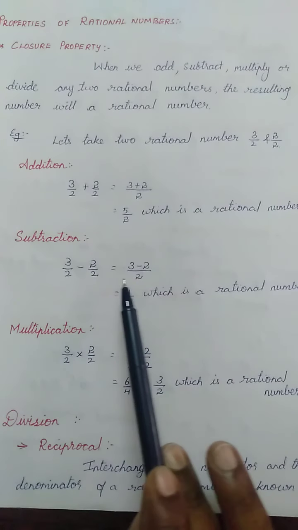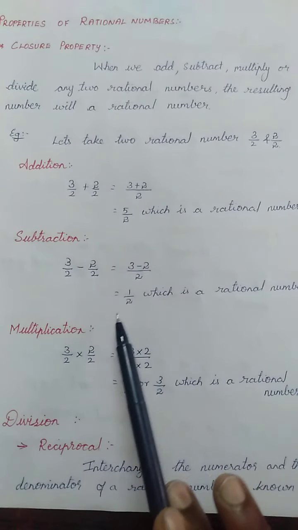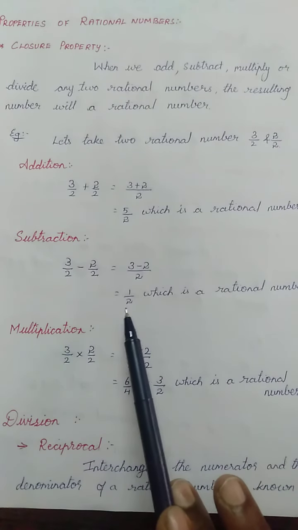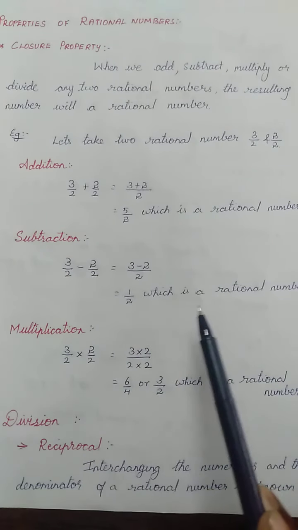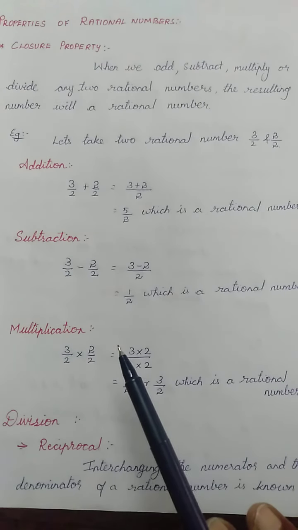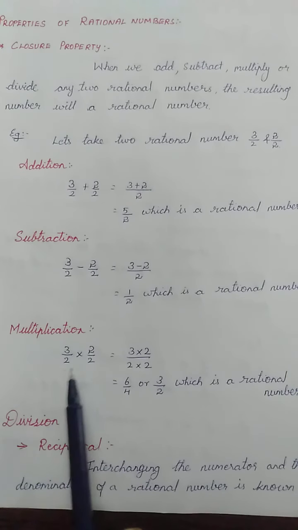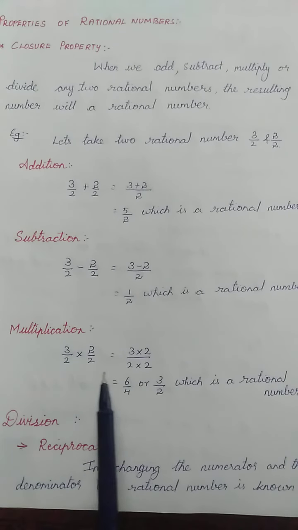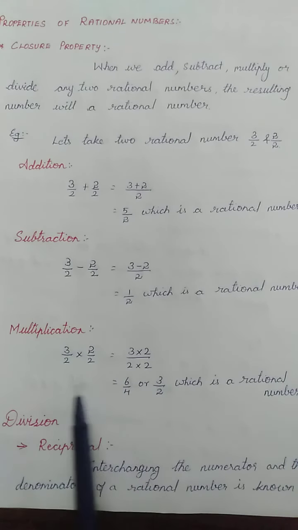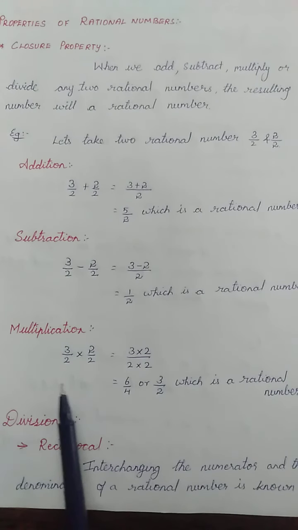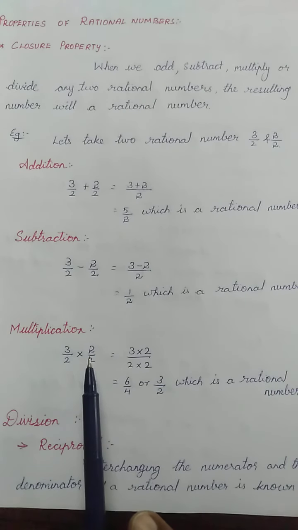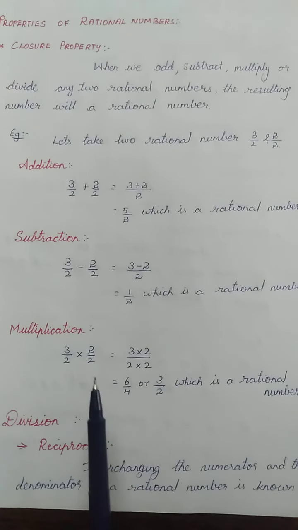So (3 - 2) the whole divided by 2, which will give you 1 by 2 again, which is a rational number. Now let us see multiplication. So 3 by 2 into 2 by 2. You need not worry about multiplication, whether it's like rational numbers or unlike rational numbers, like fractions or unlike fractions. Just multiply the numerator with numerator, denominator with denominator.